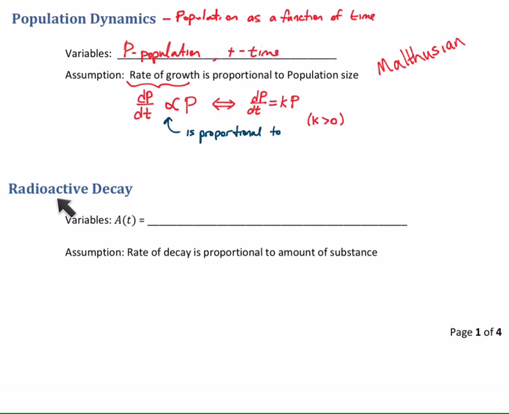Now, radioactive decay turns out to work almost exactly the same way. Whenever you have something that is a radioactive element, such as uranium or plutonium, decaying from one isotope on the periodic table to another isotope, or maybe an isotope of another element, the rate of decay is generally assumed to be proportional to the amount of that substance. So let's model A(t) as the amount of the substance at a given time t.